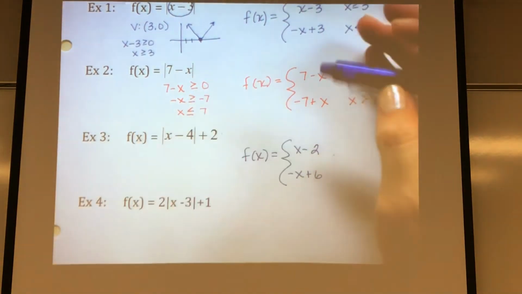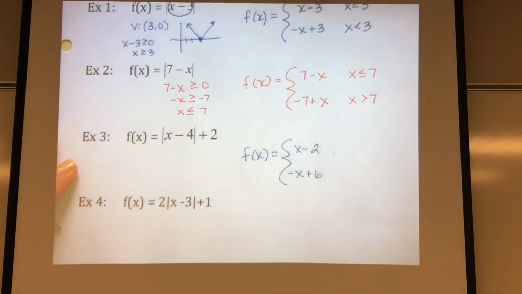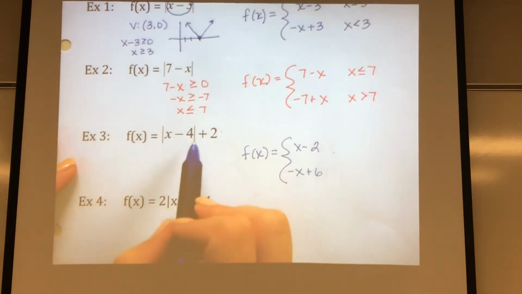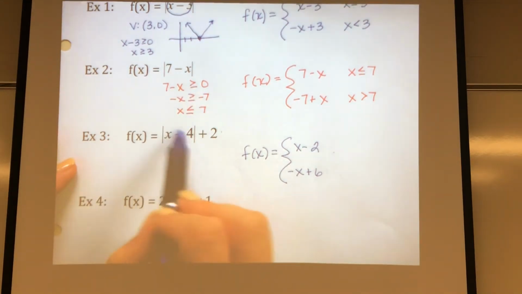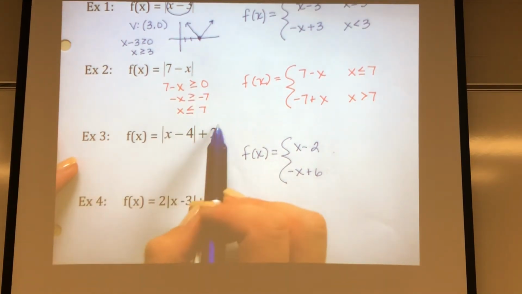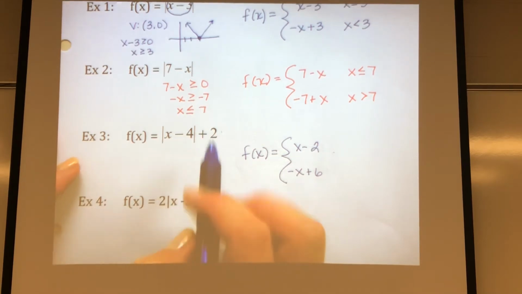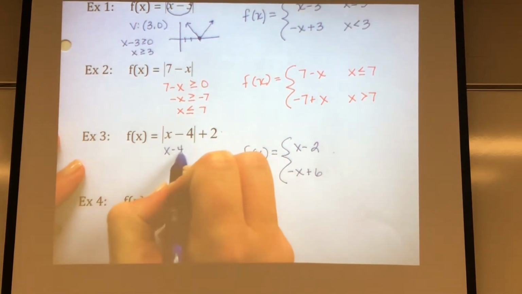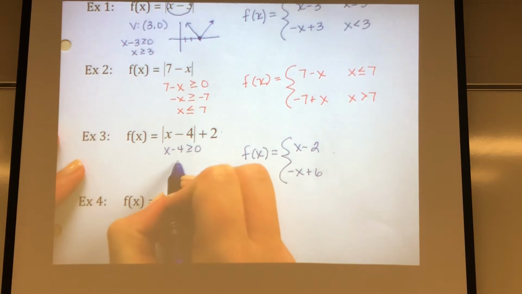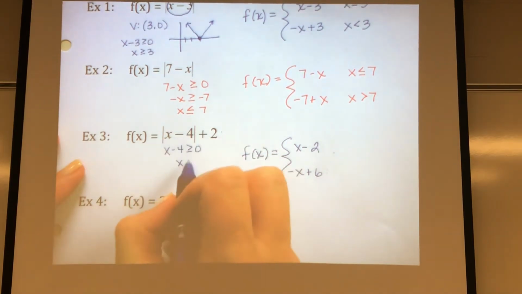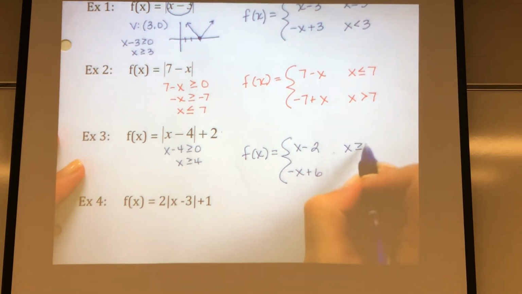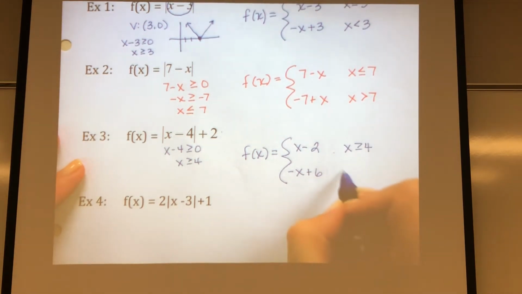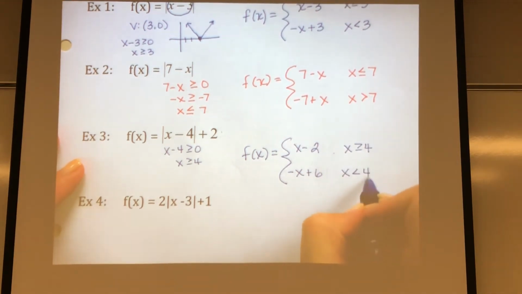All right, now let's figure out the domains for each of these. Just like up above when we took the argument and set it greater than or equal to 0, we're going to do the same thing here. We don't do anything with that 2. So x minus 4 greater than or equal to 0. Well, there's no funny business on this one, so that's just x is greater than or equal to 4. So that means that this one must be x is less than 4.